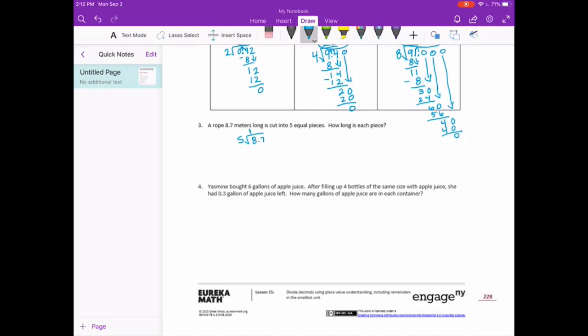5 goes into 8 one time. 1 times 5 is 5. We subtract, get 3, bring down the 7. 5 goes into 37. Let's see, 5 times 7 is 35. So it can go in 7 times. Get a 2. Not done because we have a remainder. 5 goes into 20 4 times. 4 times 5 is 20. Now we're finished after we bring up the decimal point. So that says 1 74/100 meters would be how long each piece is.